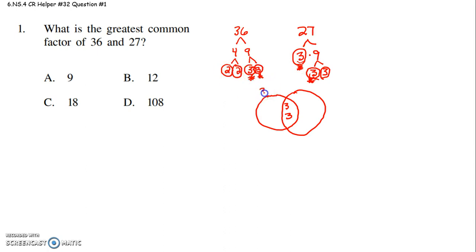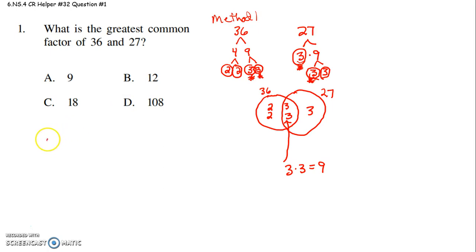Then he looks here at the 36. He says, okay, you also have 2 factors of 2 that aren't in common. Then he sees over here you have 1 extra factor of 3 that's not in common. That's the 27. And so for the greatest common factor, you take all of your factors that are in common and you just multiply them together. 3 times 3 is 9. So that's how Mr. Anderson would have you do it. So we'll call that method 1.